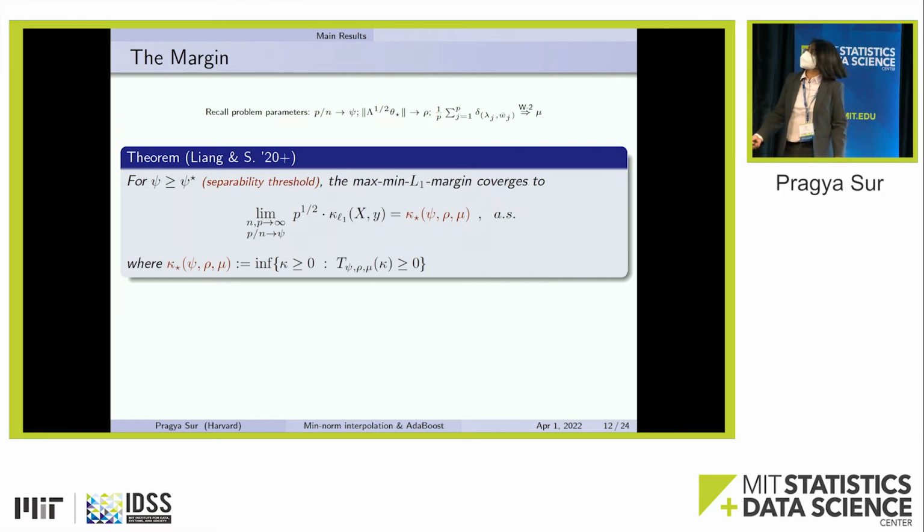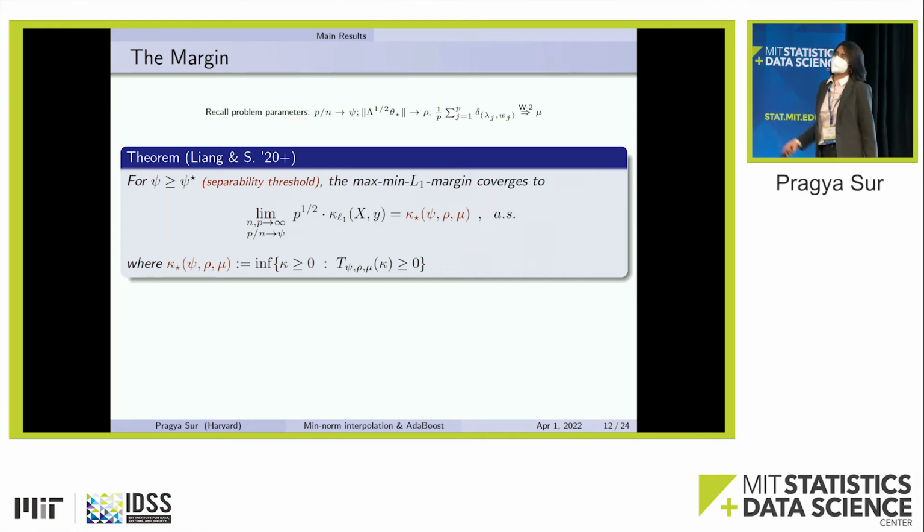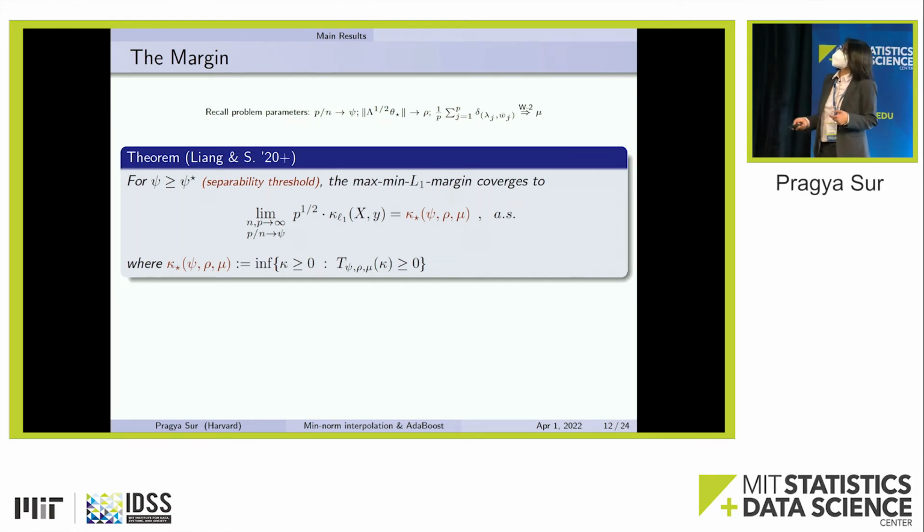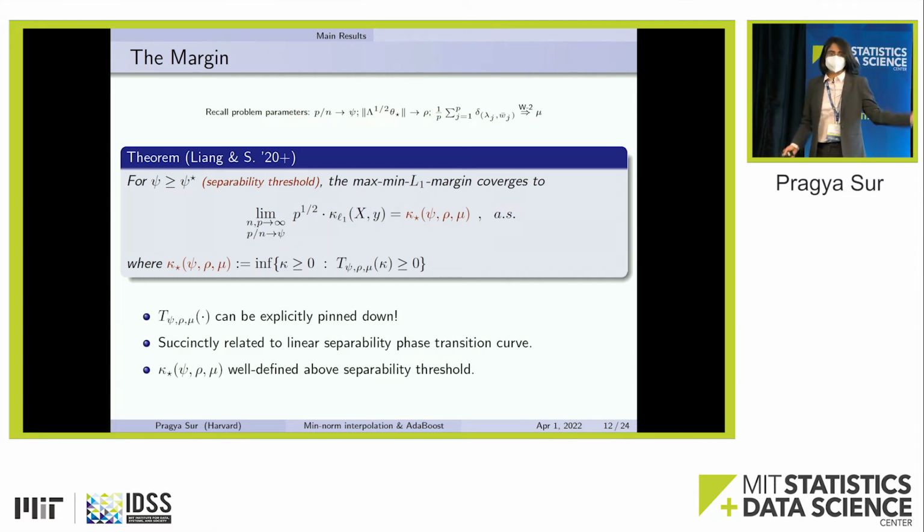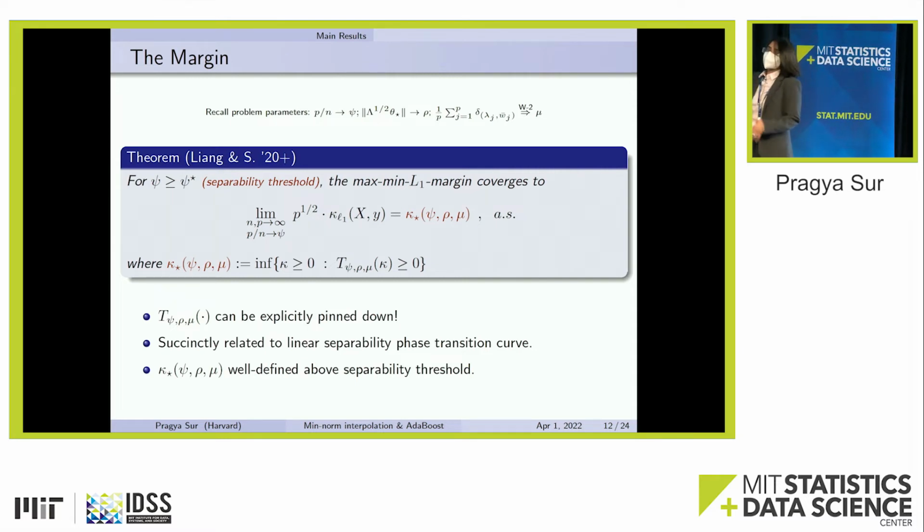Such a result was done in the context of L2 margin by Montanari et al. and Deng et al. We do that for the L1 case. And the important thing is the limit is characterized by your problem parameters, and we can exactly pin down what they are. Okay? So the characterization I will not get into, but we basically understand what happens to this margin.